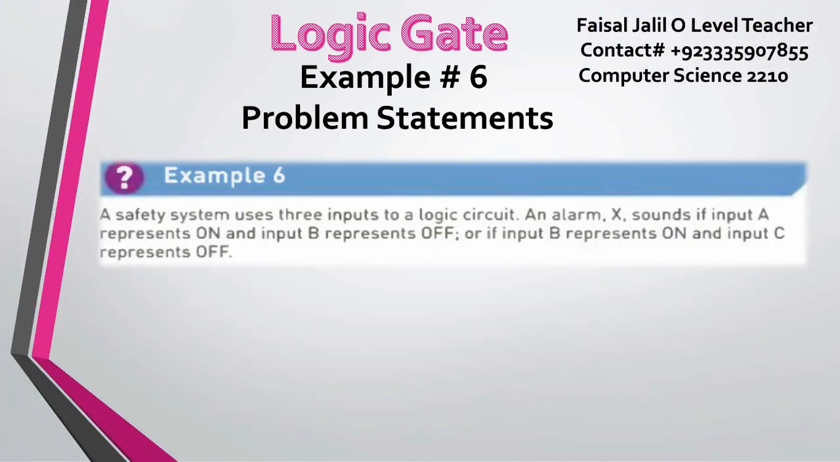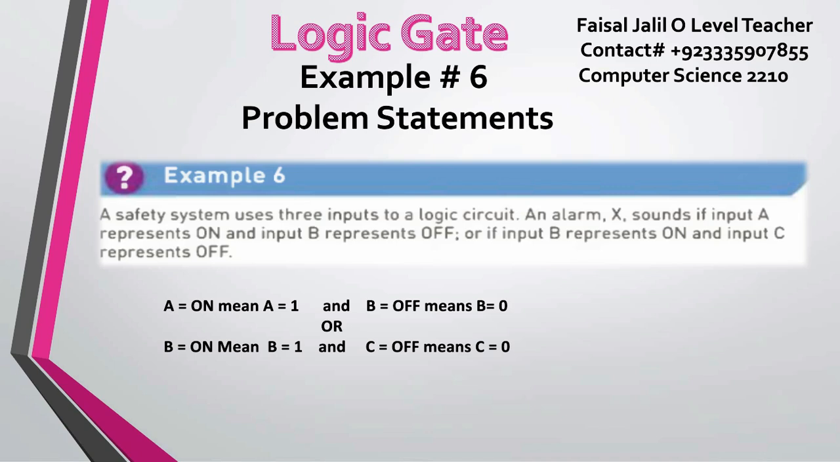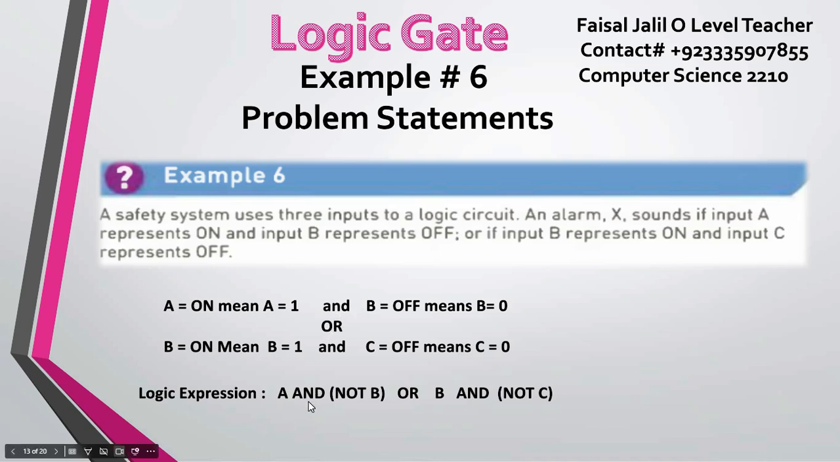So now we have extracted this data from this problem statement, and now we are going to write its logic expression. It's very easy. A1 means just put A, then write AND gate. B0 means off, which means NOT B. This is called a logic expression. Off means NOT B, or B is equal to 0. So here is one logic statement.